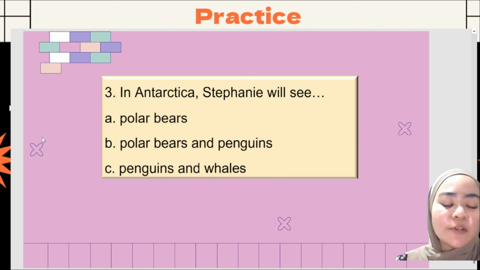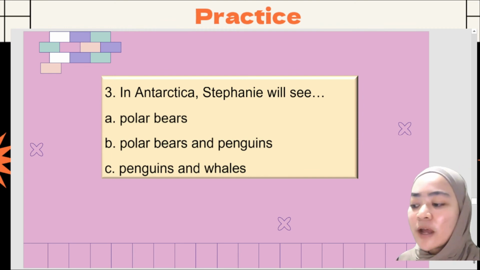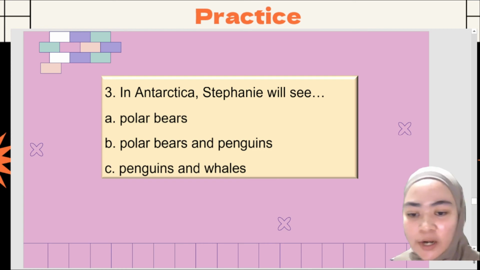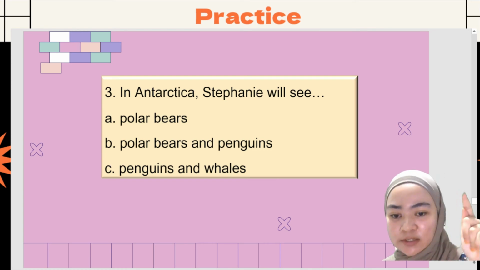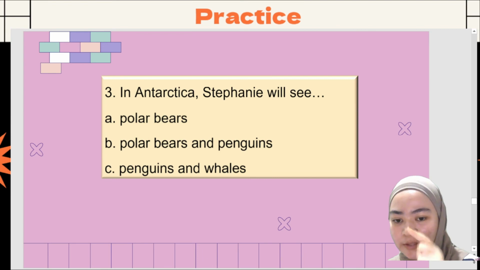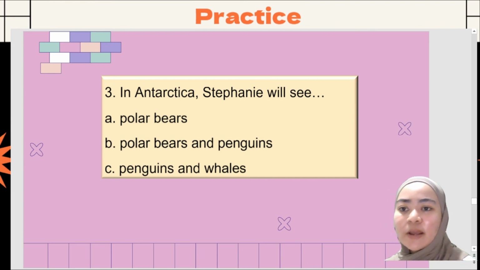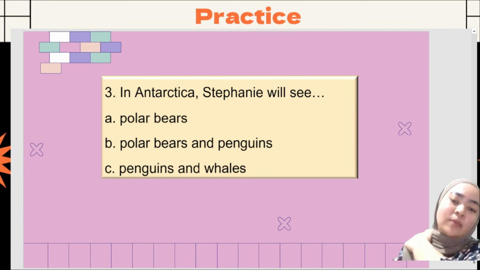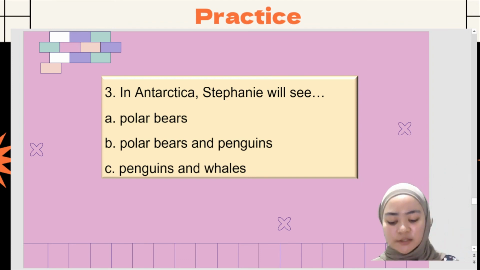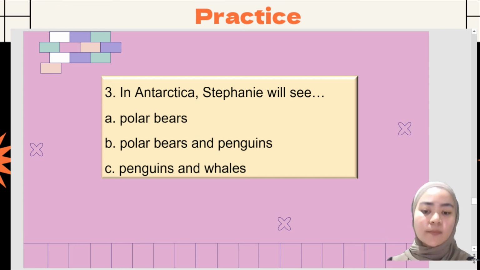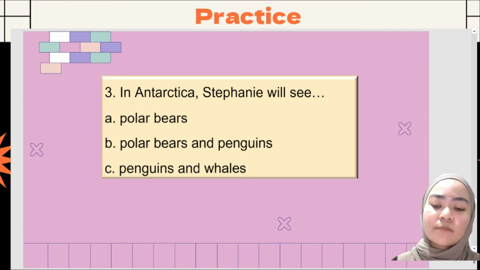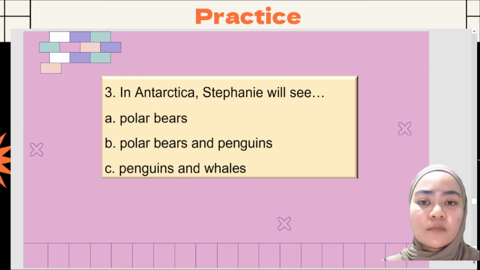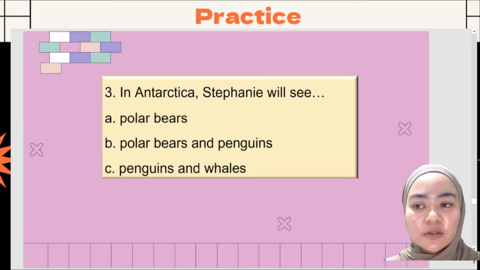Okay, so proceed with number three. Make sure you mark your answer, okay? If you got your answer correct, then mark your answer. If your answer is wrong, then you have to write the correct answer, okay? Number three, Putri Batrisha, can you help me to read number three? And tell me the answer. C.